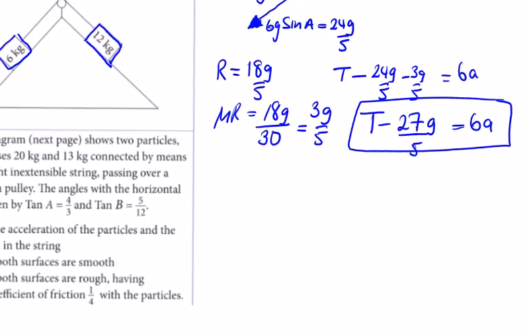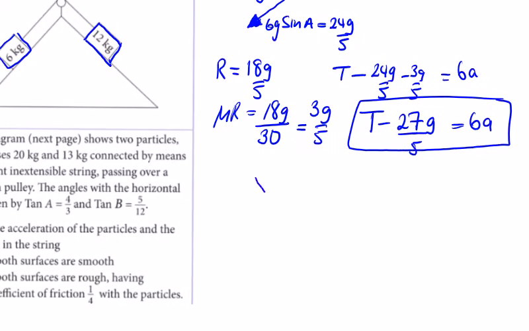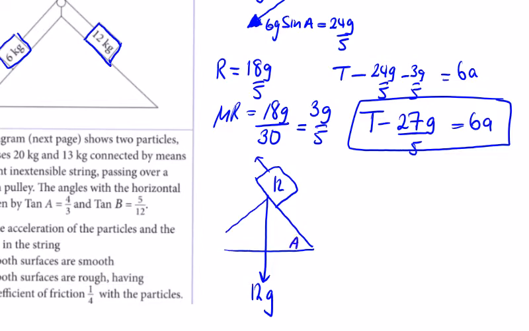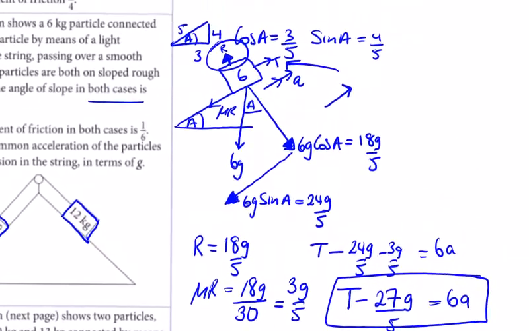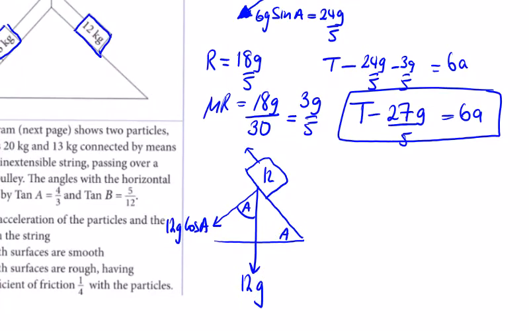So if we look at the 12 kilo, so 12 kilo here, string, 12g. We are told the same angle, so A and A. So adjacent to A, we're going to have 12g cos A, which is equal to, what do we have for cos A? 3 over 5. So 12g by 3 over 5 is 36g over 5.